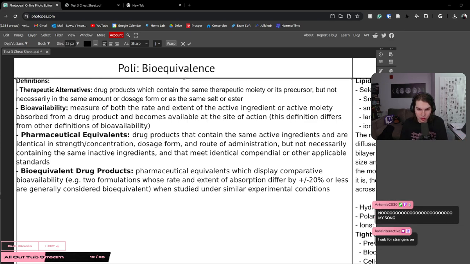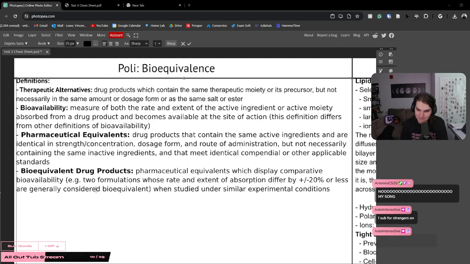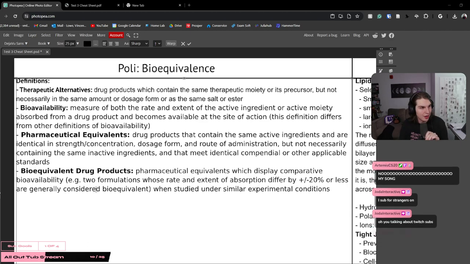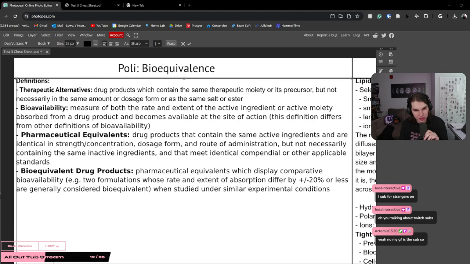I sub for strangers on... Oh, you're talking about Twitch subs. Yeah, there it is. Like, we have the receipt printer and all of that too, which is, I think, a fun little gimmick. But I wanted to kind of see if there's anything else. I don't think we're at the point of private Discord servers. I don't know what to offer. Yeah, no, my GF is the sub, so.